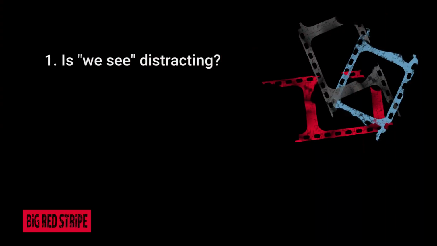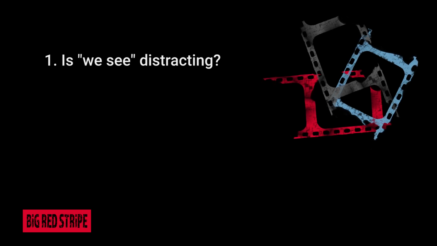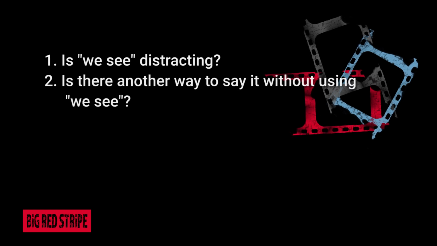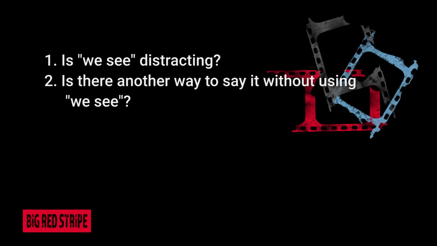Is the use of we see distracting? I mean, does it get in the way of the read? Does it pull the reader out? If it does that, you don't want to use it. Second question. Is there another way? Can you find another way to say what you're trying to say without using we see?